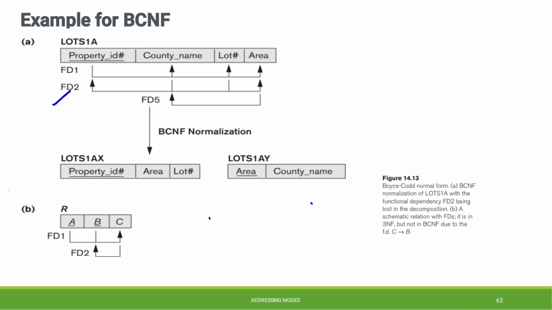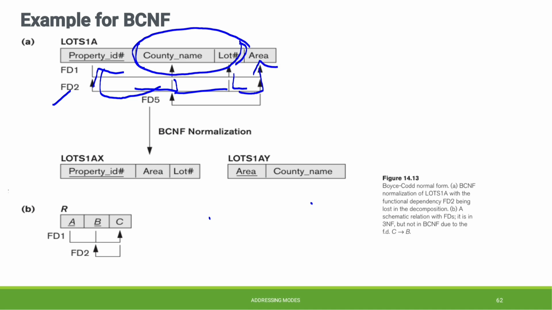Next, if you observe functional dependency 2, the lines are going from both country name and lot number to property ID and area. These two together form a candidate key, meaning they also could be the primary key. So they are also prime attributes. Both together deciding the values of other attributes is also acceptable.